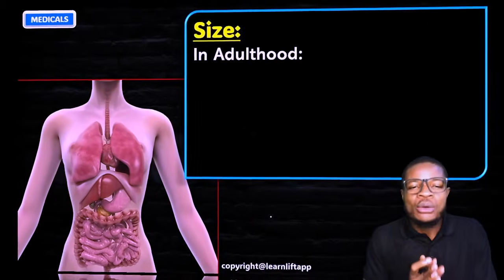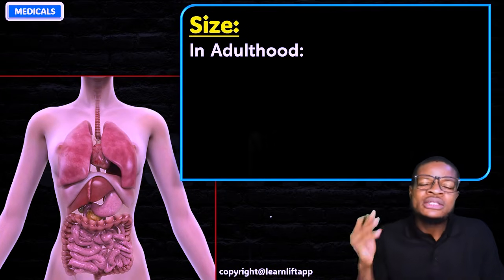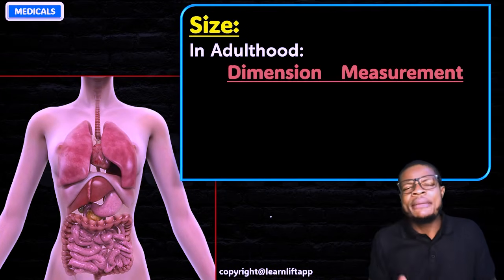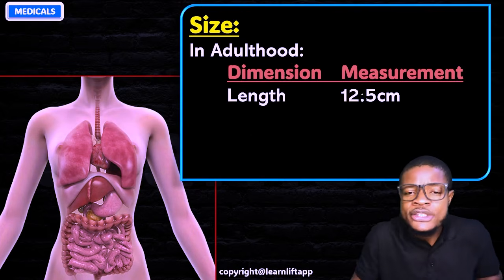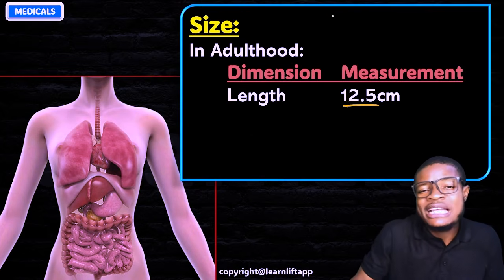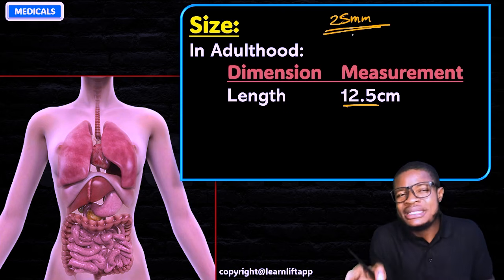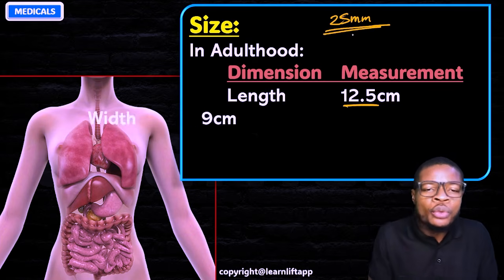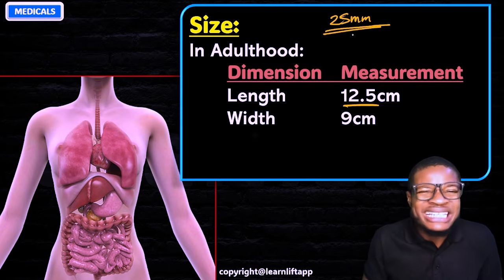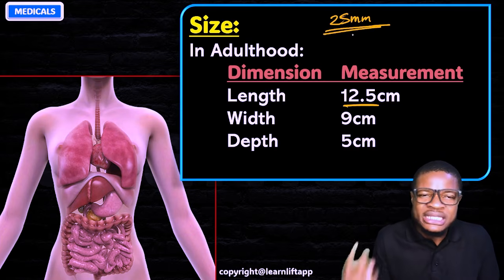Okay, what about in adulthood? What's the size of the heart in adulthood? Let me give you the dimensions. The length is 12.5 centimeters. It has moved from 25 millimeters to now being in centimeters, 12.5 centimeters. What about the width? It is 9 centimeters. What about the depth? It is 5 centimeters.